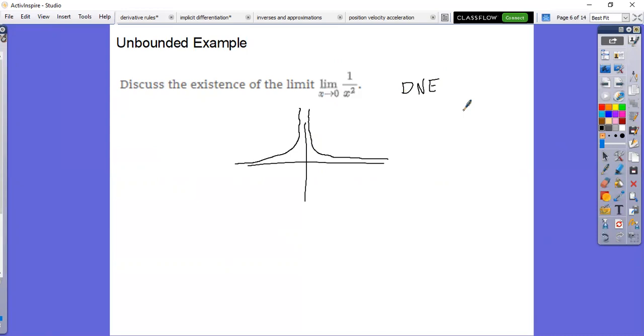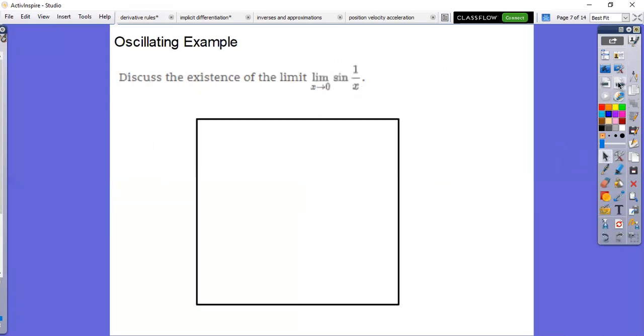Infinity is a concept, so we can't ever actually be equal to it. So this limit does not exist. So now we're going to look at the oscillating example. I'm not going to attempt to draw this graph on my own because it's just going to be a whole bunch of squiggles, so I have the graph down here. But first, we're going to talk about what the concept of this graph is.